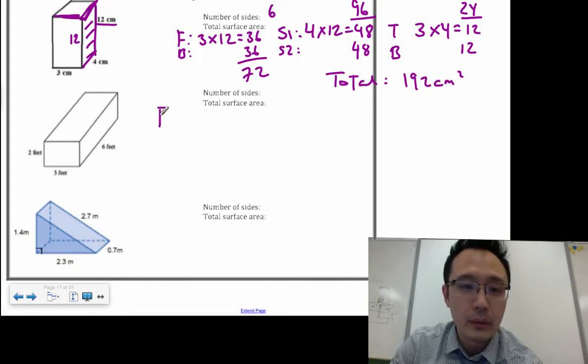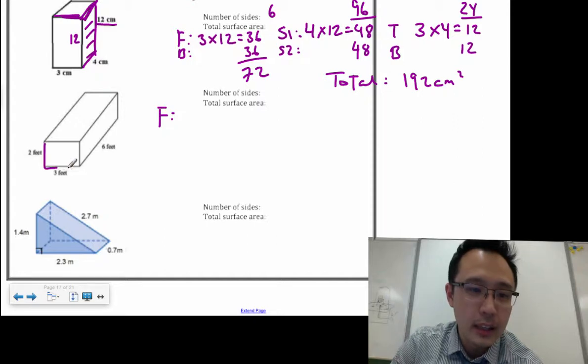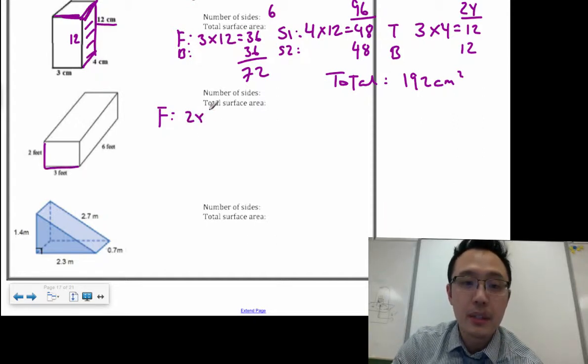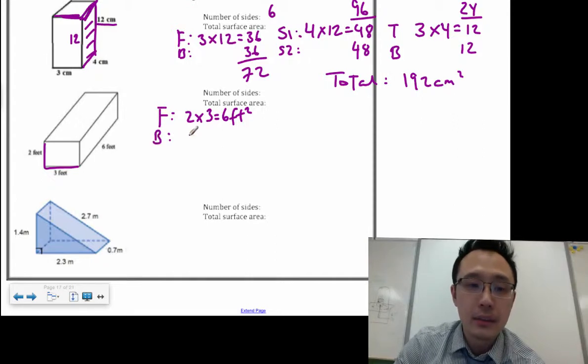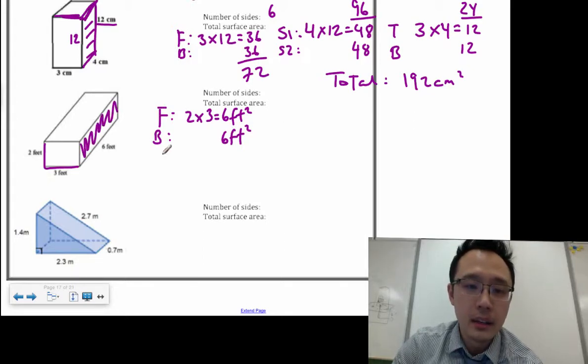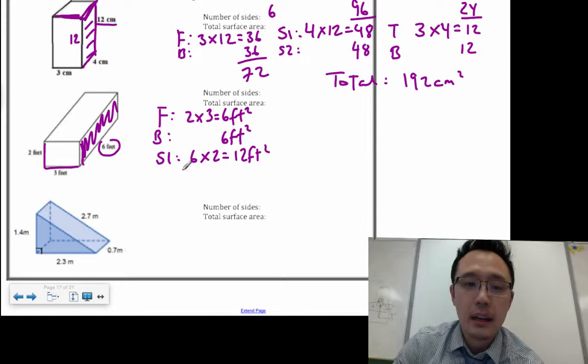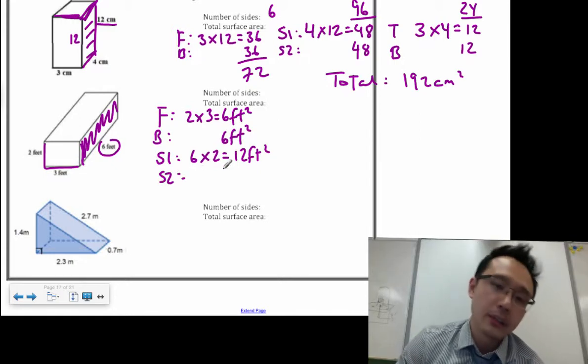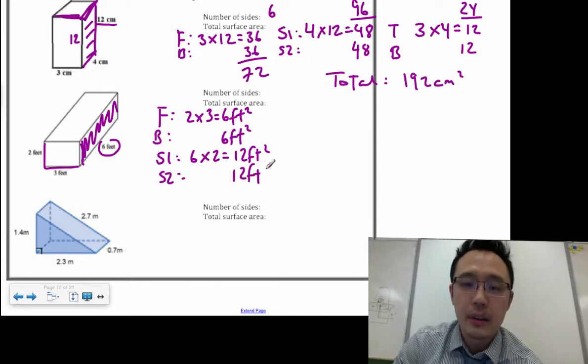So let's do the front first. My front is going to look like this. So that's 2 times 3 is 6 feet squared. The back is 2 times 3, which is the same thing. Okay, getting the hang of this. My side 1 is 6 times 2, which is 12 feet square. And side 2, which is on the other side, is 12 feet square as well.